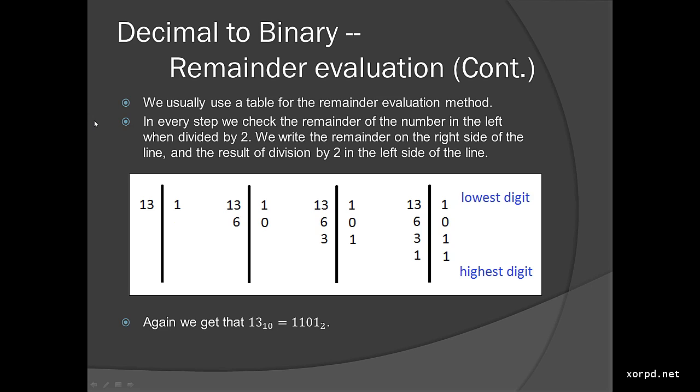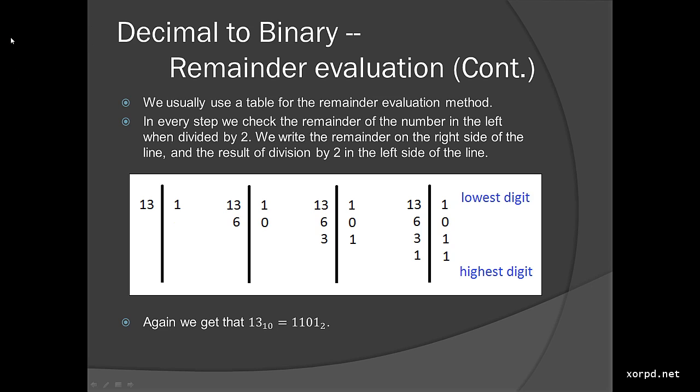In every step, we check the remainder of the number on the left when divided by 2. We then write the remainder on the right side of the line and the result of division by 2 on the left side of the line. Let's look at an example. We have here the number 13, and we want to understand how to represent it in the binary base. So every time we just try to divide it by 2 and find out the remainder.